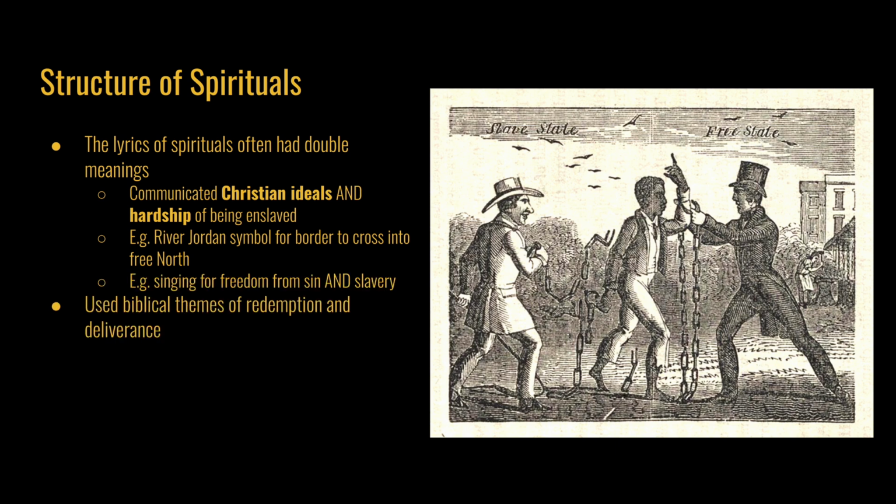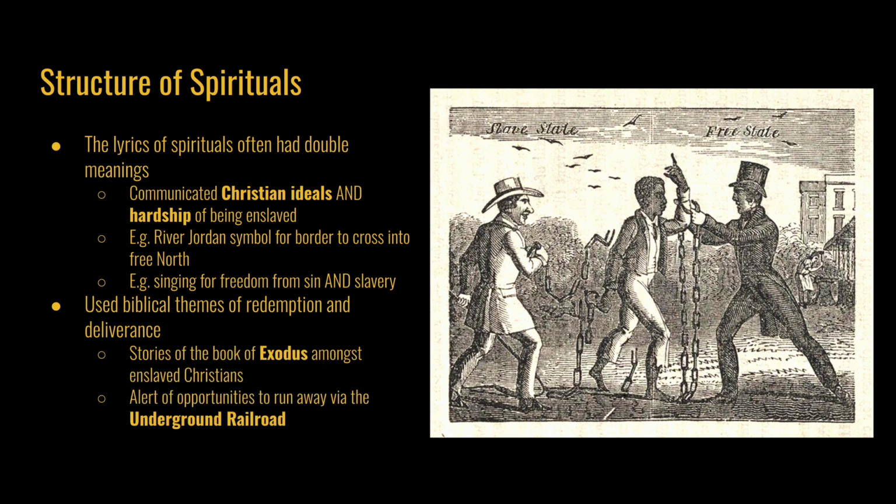Spirituals use biblical themes of redemption and deliverance with popular stories from the book of Exodus about Moses freeing people from the Egyptians. They could also alert people to opportunities to run away via the Underground Railroad. Wade in the Water is a well-known spiritual that advised escaping slaves to travel along waterways to avoid capture.